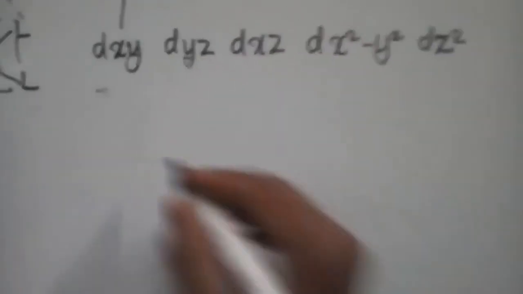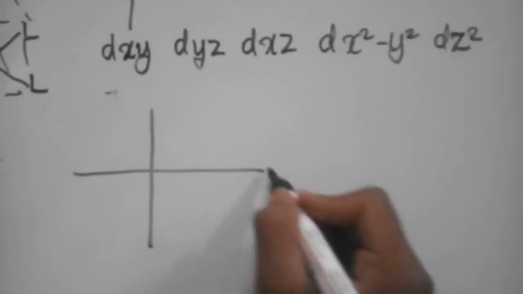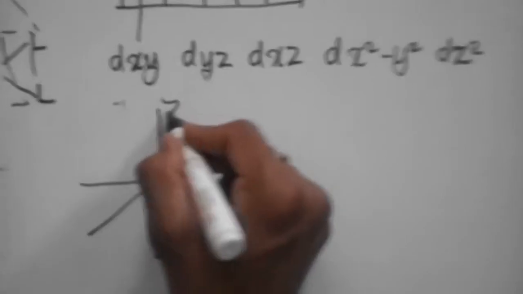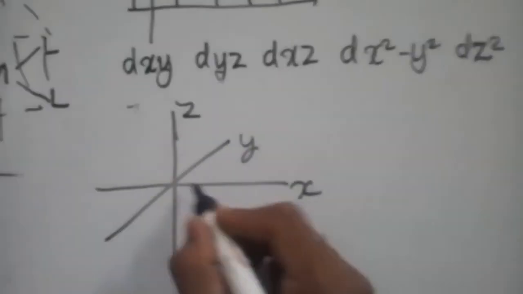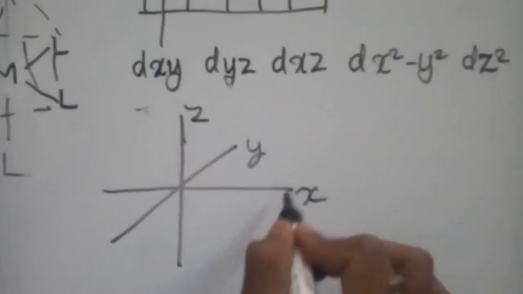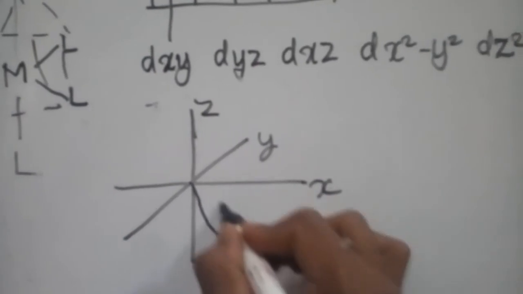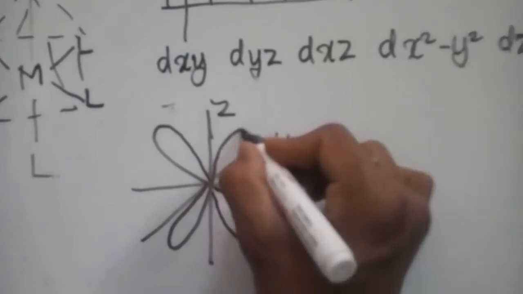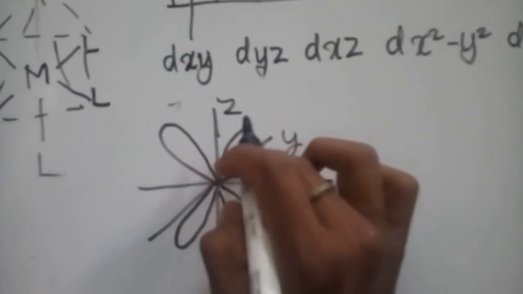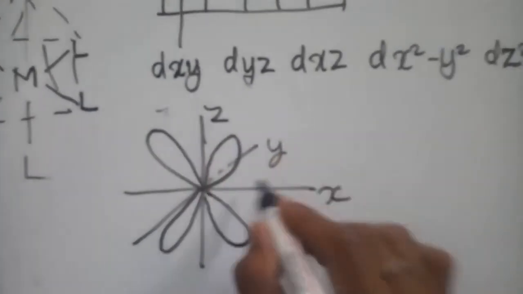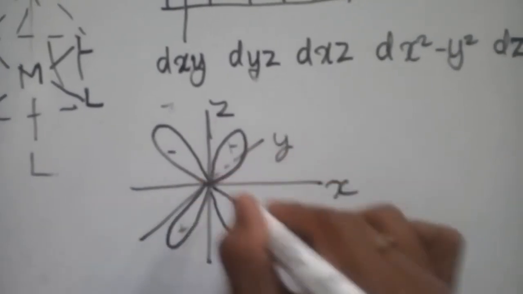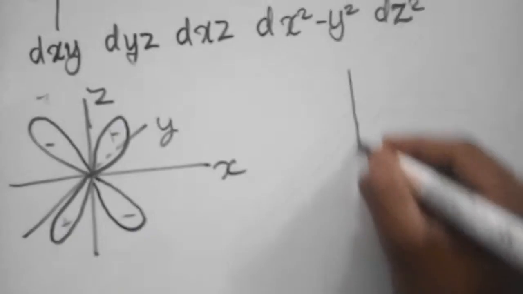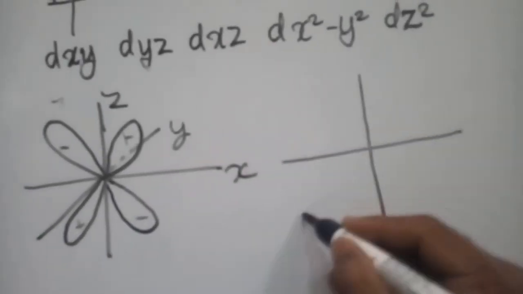Now we will see the shape of dxz, where they are placed and their position, x, y and z. Now we will see dxz. It will be between the x and z axis, like this. This is the y axis. This is the dxz orbital.